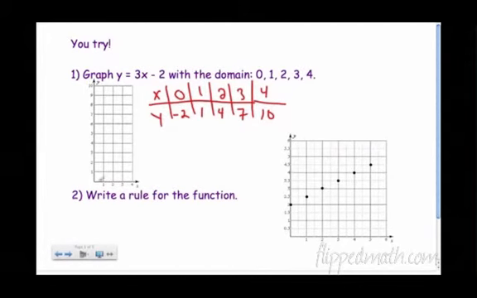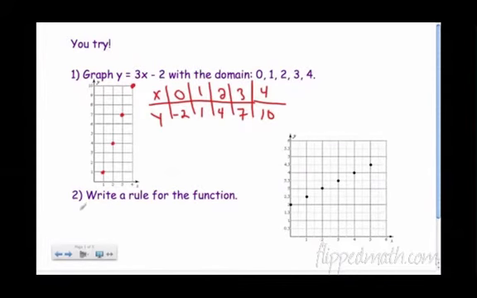Now, can I plot 0, negative 2? Is there a negative here? No, I'm not going to plot that one. I'm going to go over 1, up 1. Now I'm going to go over 2, up 4. Over 3, up 7. Over 4, up 10. And there's my graph.